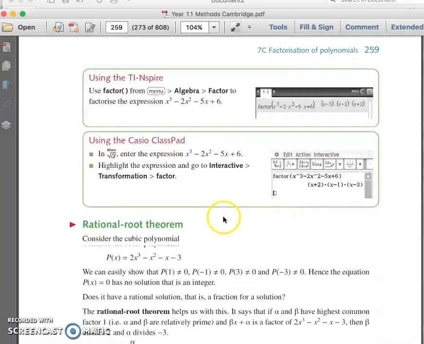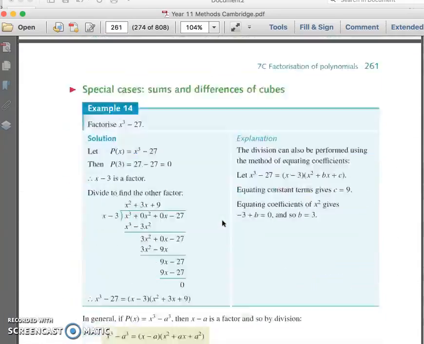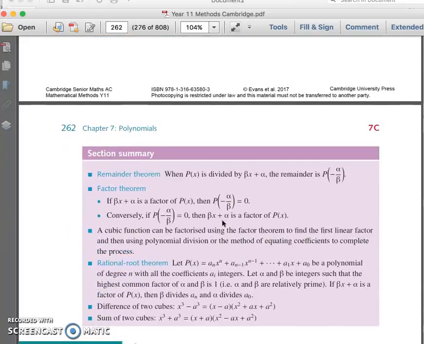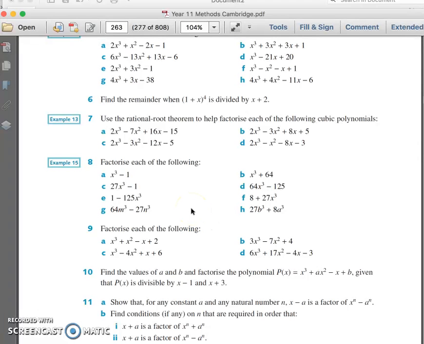Cool, I think I might leave that there. Don't worry about this whole rational root theorem for now. You can have a read of it if you want to, but not necessary. And then the only last question that I'm not going to do in this video yet is factorizing these ones, and you can read example 15 for those or just have a go at them.